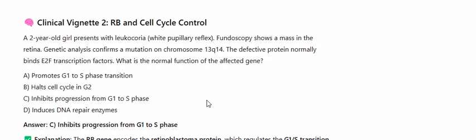A. Promotes G1 to S phase transition. B. Halts cell cycle in G2. C. Inhibits progression from G1 to S phase. D. Induces DNA repair enzymes. The answer is C. Inhibits progression from G1 to S phase.